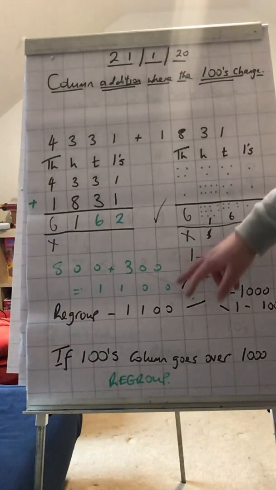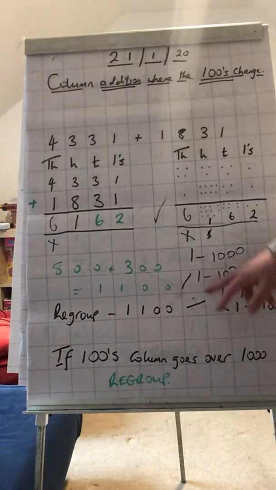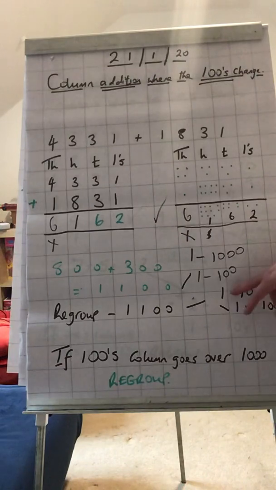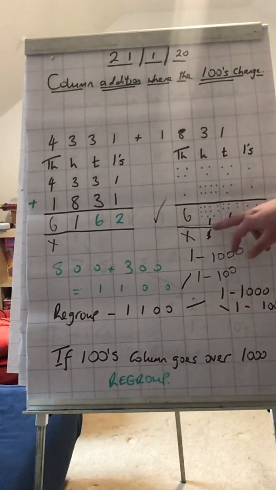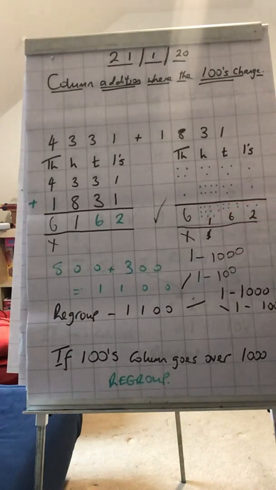Okay, so look at what the number becomes. It becomes 1,100, and therefore we have to regroup. So 1 goes in the hundreds column. There's the 1, and the 1,000 goes under the 1,000 column. It's as simple as that.